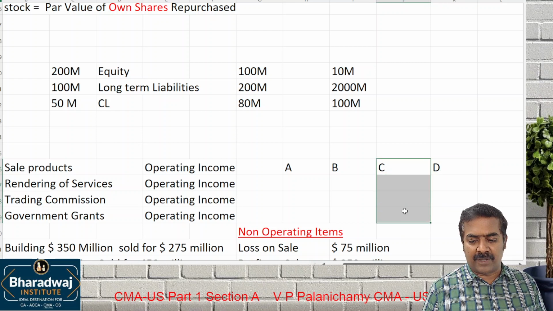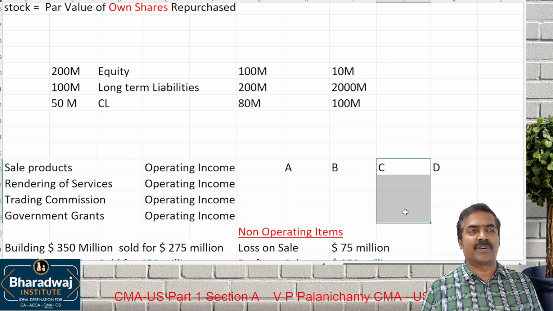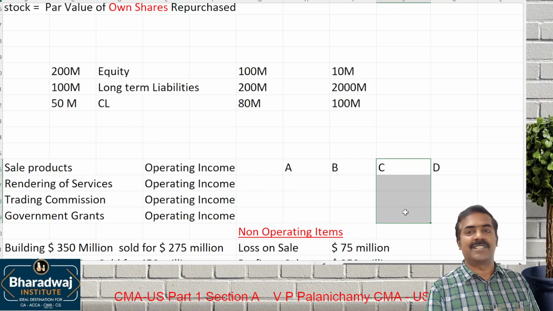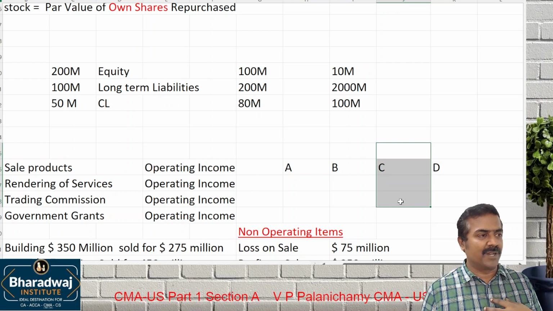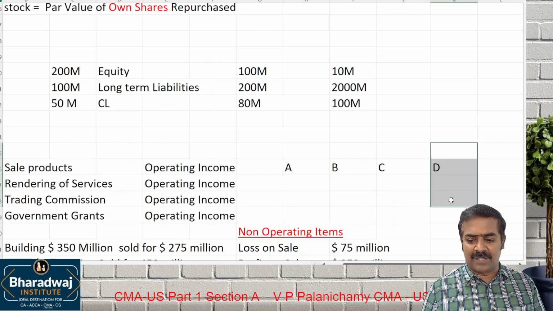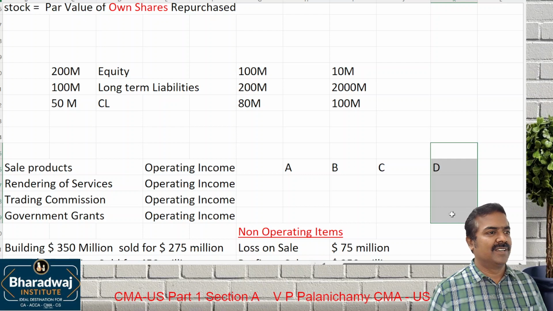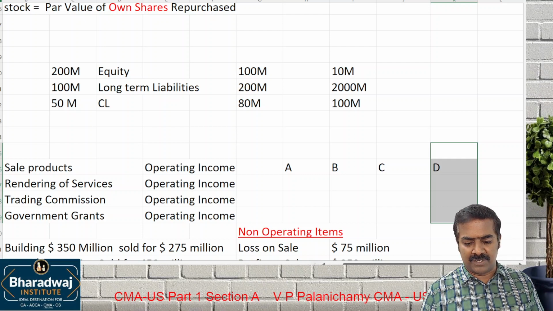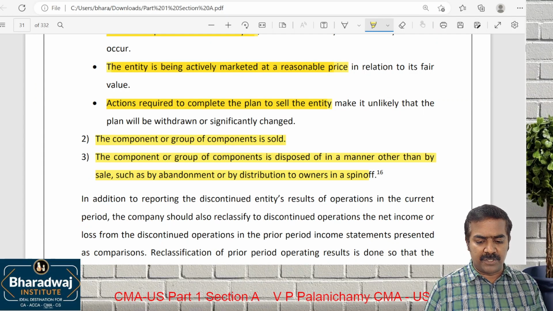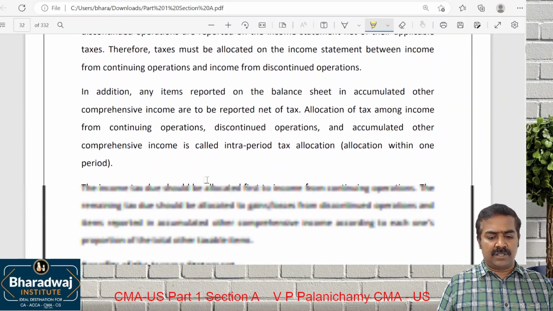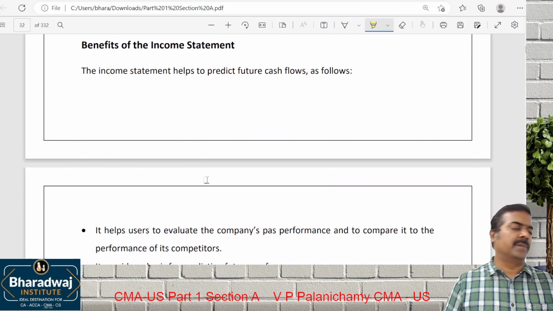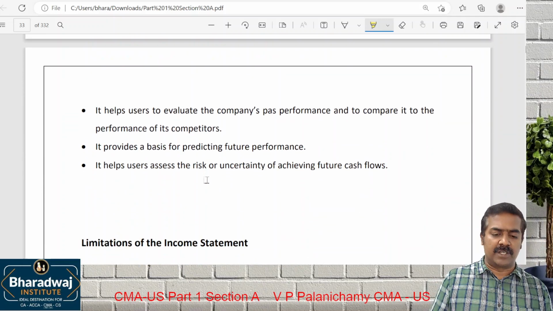For you, let us assume product C is not doing well. We'll go for a spin-off arrangement, or we'll go for an exchange arrangement. What do you mean by exchange arrangement? I will take over your business C, which is doing well, and you take over our business D, like that we will exchange. That is also called a discontinued operation. So discontinued operation should be reported separately.